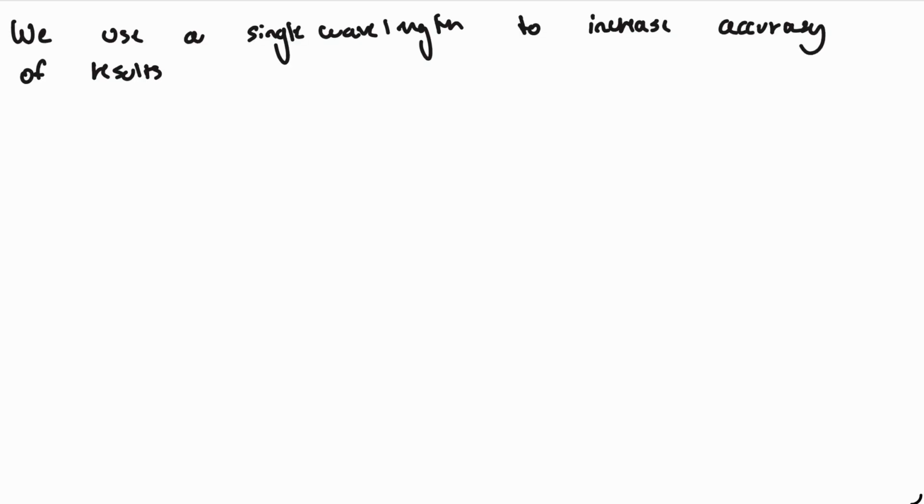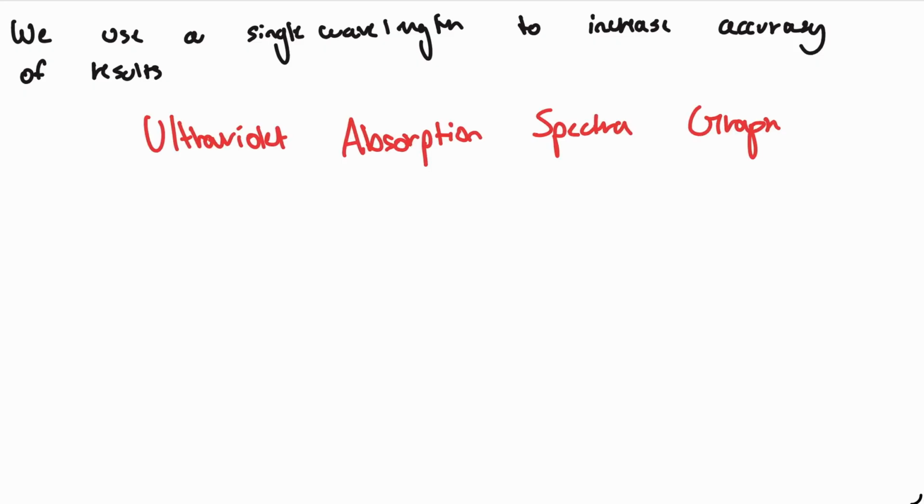One thing I want to go over: in this experiment, I said that we shoot a single wavelength of radiation, or light, at our solution. And we do this to increase the accuracy of our results. However, which wavelength do we know to shoot at our solution? To answer this, we introduce an ultraviolet absorption spectra graph.